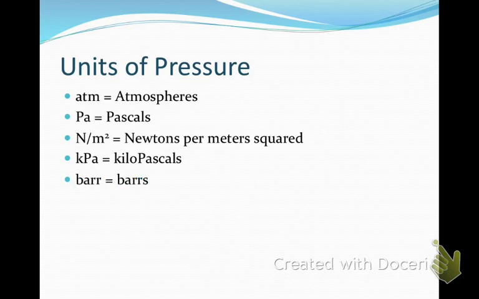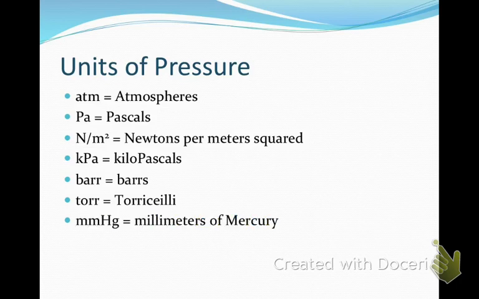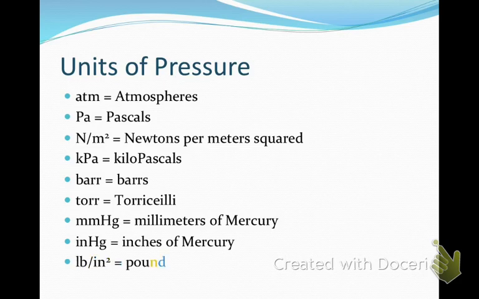BAR is bars, and TORR is torrs. It stands for Torricelli, an Italian scientist who discovered it or named it. mmHg is millimeters, that's what the mm is, and the Hg is the chemical symbol for mercury. inHg is just inches of mercury. And then we have lb over in squared, which stands for pounds per square inch, or PSI. If you've ever had to inflate tires, you generally look at PSIs.